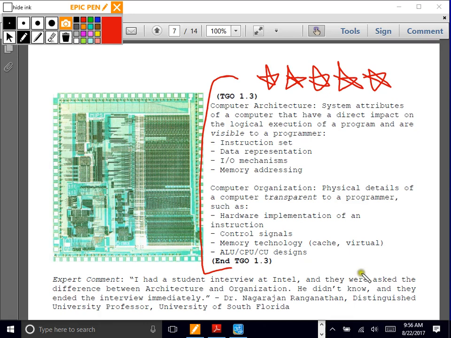So design of the instruction set. This is something that the coder is actually doing, right? Data representation. So is it an integer? Is it a floating point? Is it a character? Is it a string? All of these are different representations of data which are visible to the programmer, meaning the programmer can actually use different values to improve performance of the program.